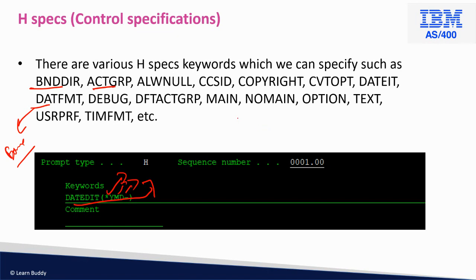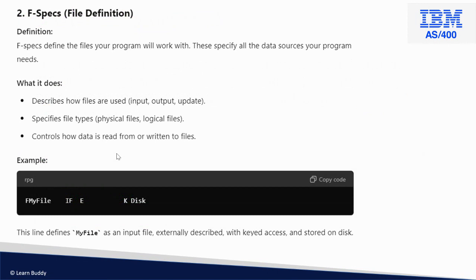Okay. And also you can use some text. Okay, you can write some text. Okay, and the time format. So these are some different kinds of keywords you can use in the H specification. Okay, so now we'll discuss the F specification.